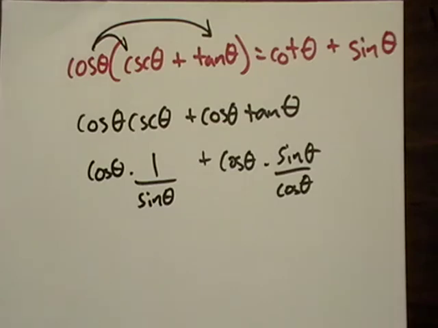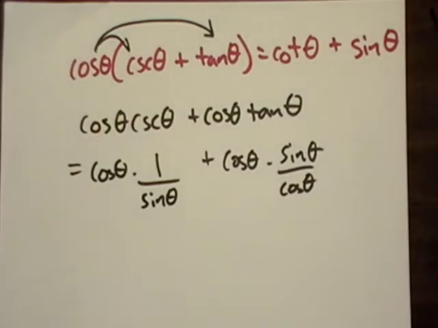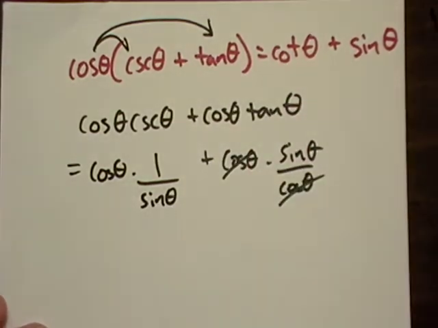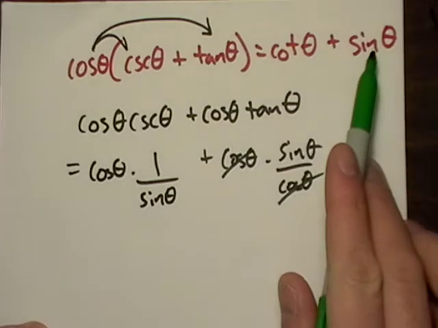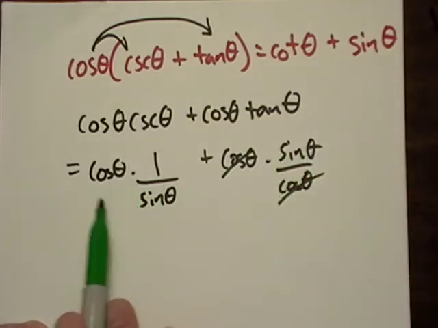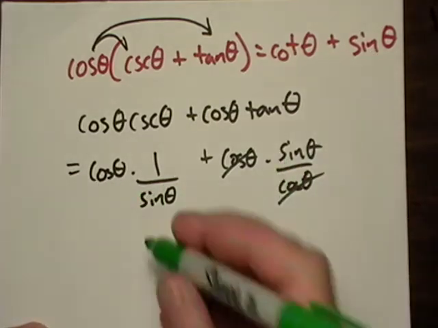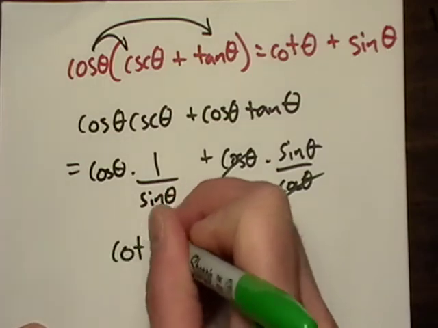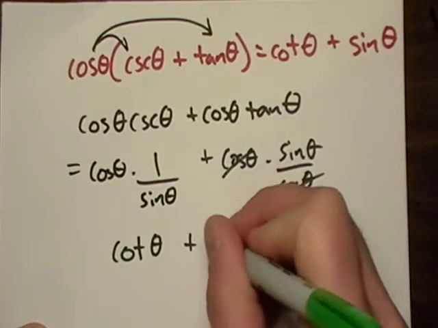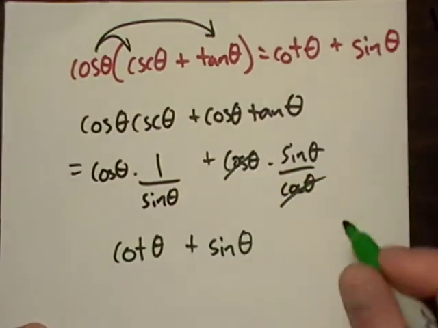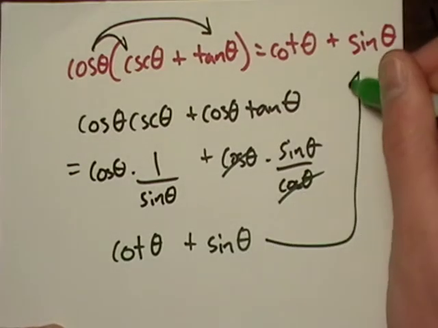Alright. Now it looks like we're doing pretty good here, because cosine and cosine cancel, and I'm looking for a sine originally, so I'm good there. And cosine over sine theta, well, that's just equal to cotangent theta. Okay, and we're there. Just like that.